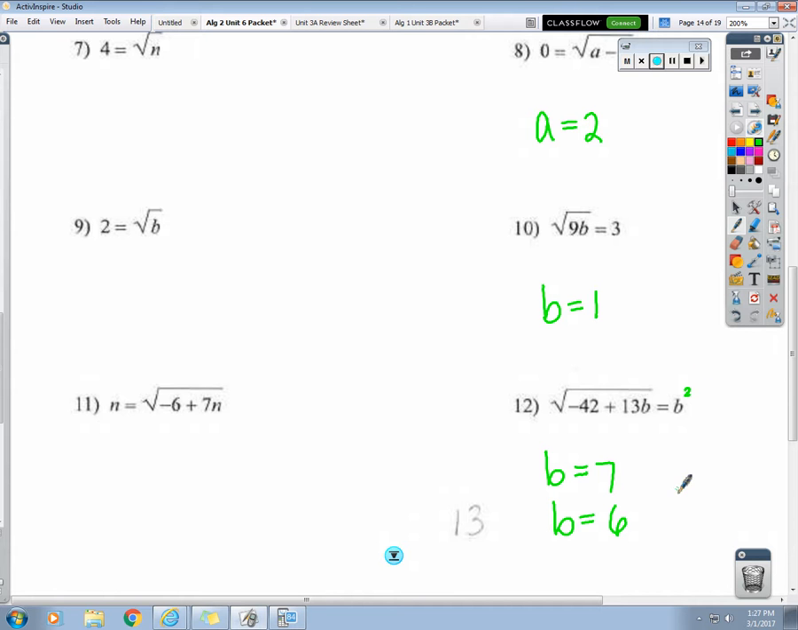Both of them were positive, because when you factored it, you ended up with b minus 7, b minus 6. So both of them became positive.